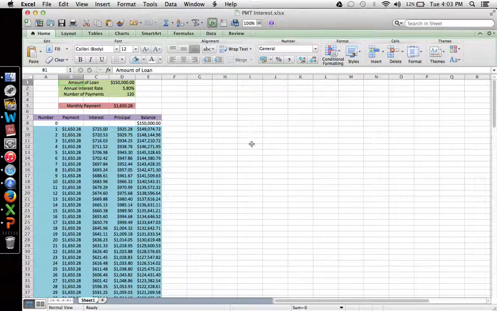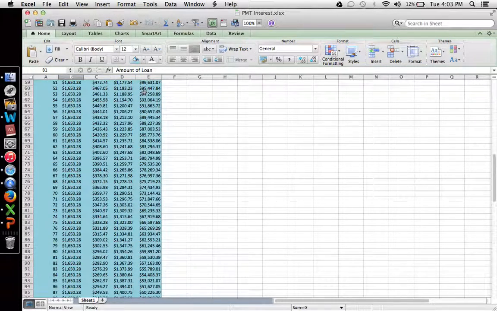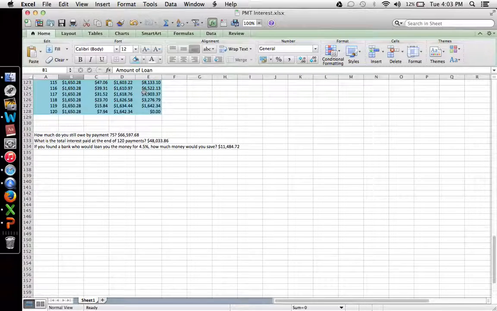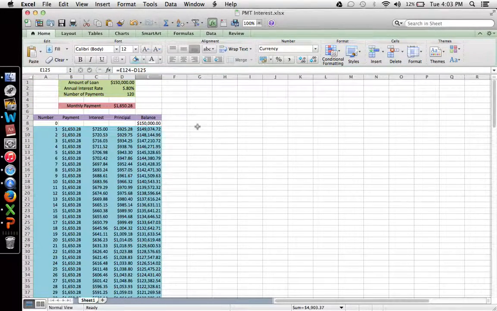Hey guys, today I'm going to show you how I completed my workbook for my PMT interest for $150,000 at a 5.8% interest rate for 10 years, which would be 120 payments. And this is basically what it looks like. I answered the few questions we had at the bottom. So this is what I did.